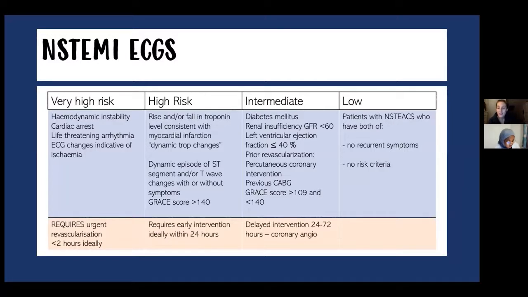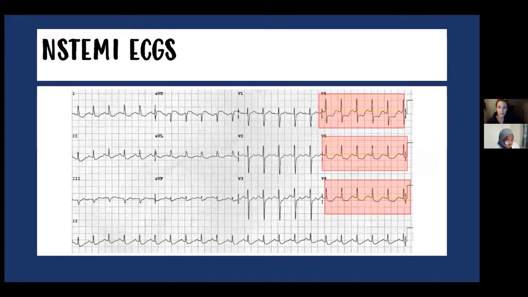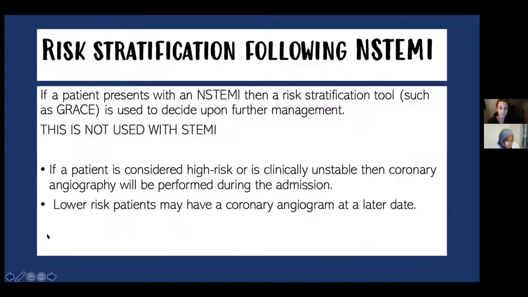And then the low-risk patients don't have any of the above. They're usually fit, well, healthy ones, and they've not got recurring symptoms, and they've not got any of the other sort of diabetes, renal stuff. They've not had previous stents, and their GRACE score has come out as low as well. So I'm just going to skip this one.